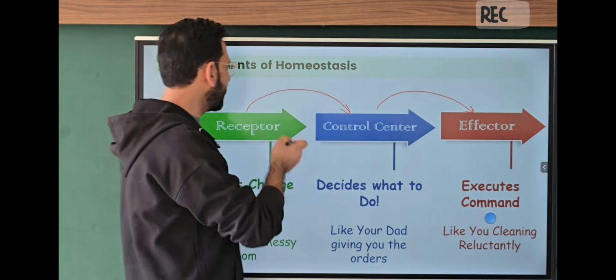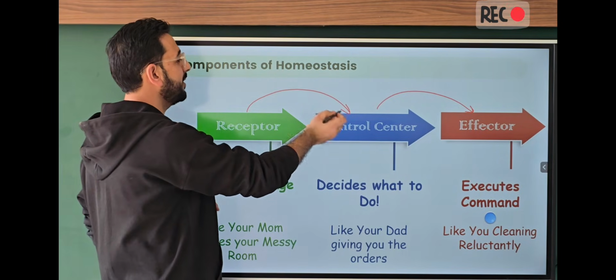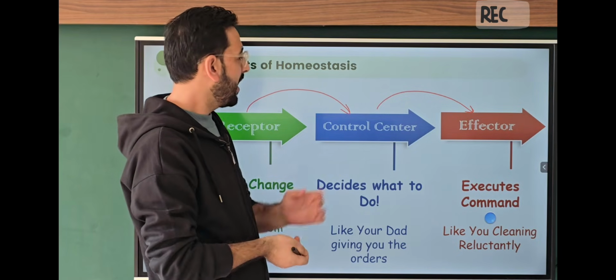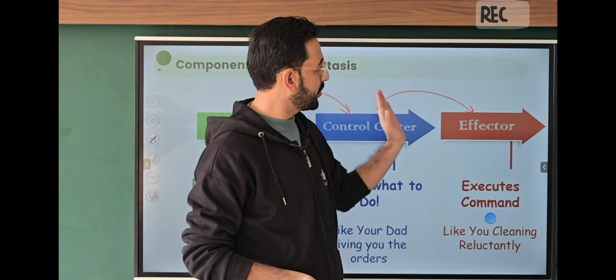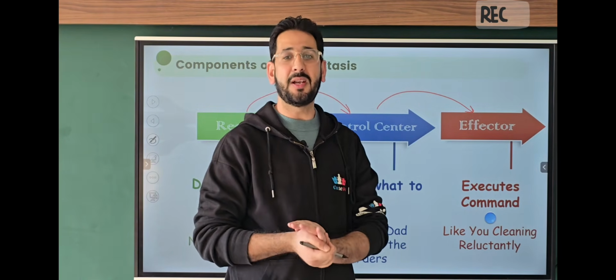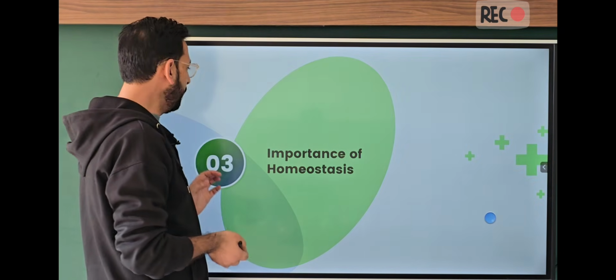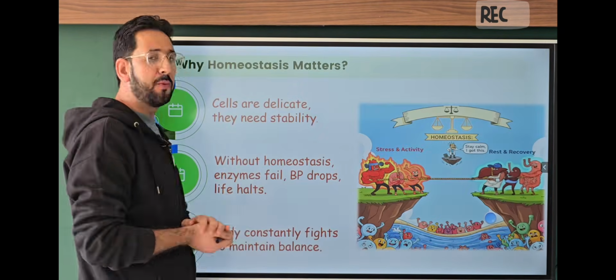And these signals, the receptor is sharing with the control center. These are called the afferent signals, and from the control center to the effector, these are called the efferent signals. Okay.